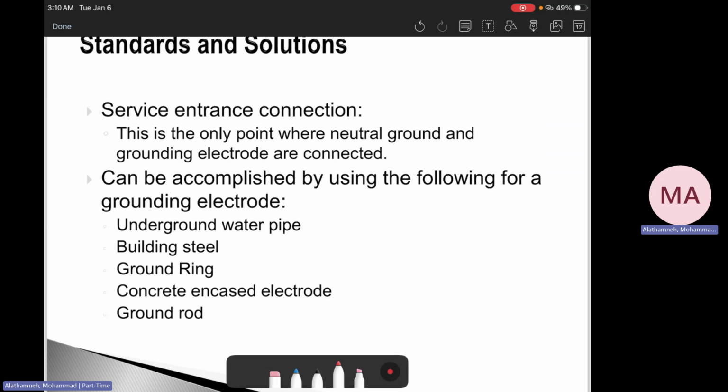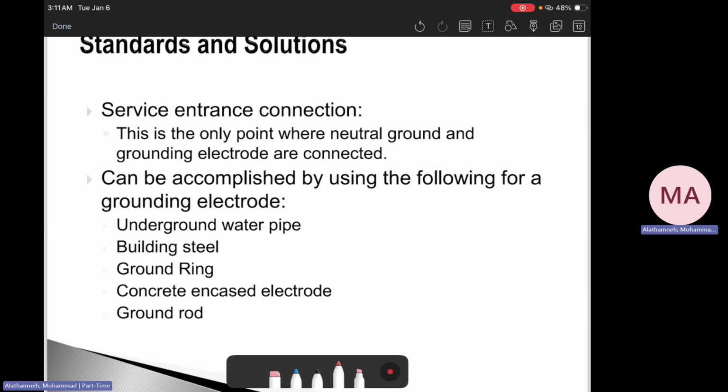Building steel is excellent for grounding if properly bonded, with very low impedance. Grounding rings, a conductor ring around the building, reduce resistance and equalize potential. Concrete-encased electrodes are very effective because concrete retains moisture and provides good contact. And finally, we can also use a grounding rod as an electrode option. This is very common, but performance depends on the soil and how heavy it is.